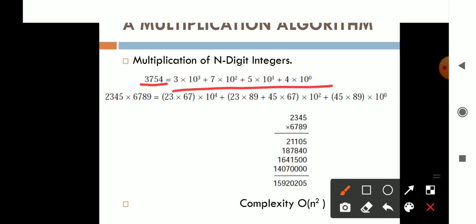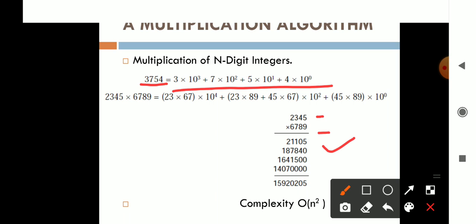But if we want to multiply two numbers which have n digits, at that time we have a different way of multiplying. In the traditional way we have this type of multiplication, where the number is recursively multiplied. So this procedure can be used recursively to reduce the multiplication of two integers. Here we have given two numbers, 2345 multiplied by 6789.